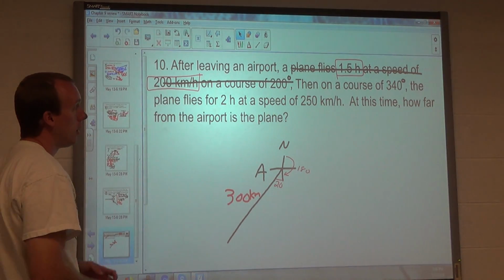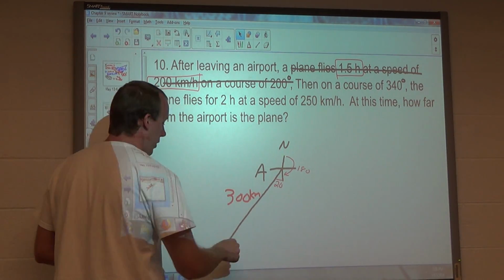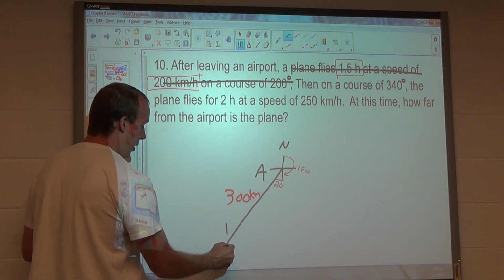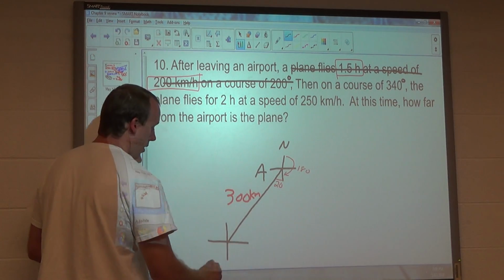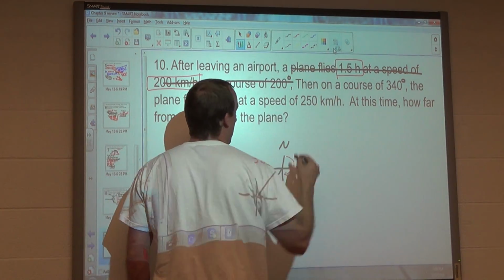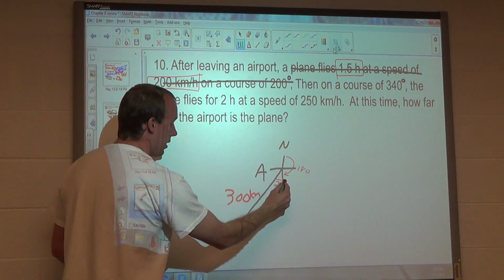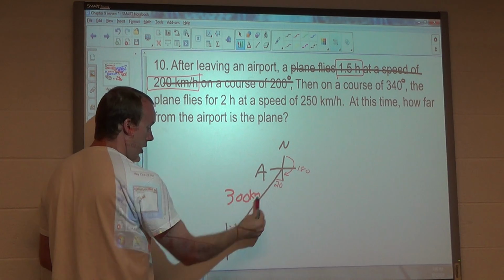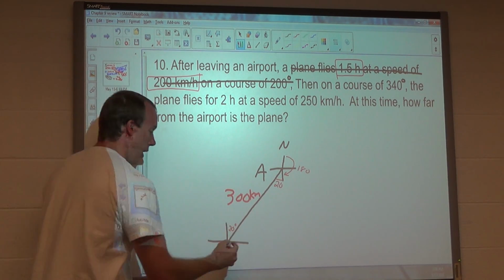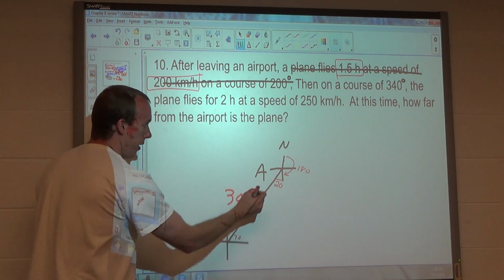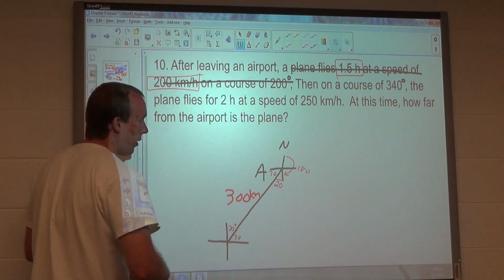He then, on a course of 340 degrees, so he's changing directions again. So 340. So I'm going to make a crosshair again. Here's something I do know. Okay, I know if this is 20 degrees, I know this angle up here is 20 degrees because these are alternate interior angles. I'd also know that this is 70 because these two angles would add up to 90, and this is also 70 if you wanted to figure that out.